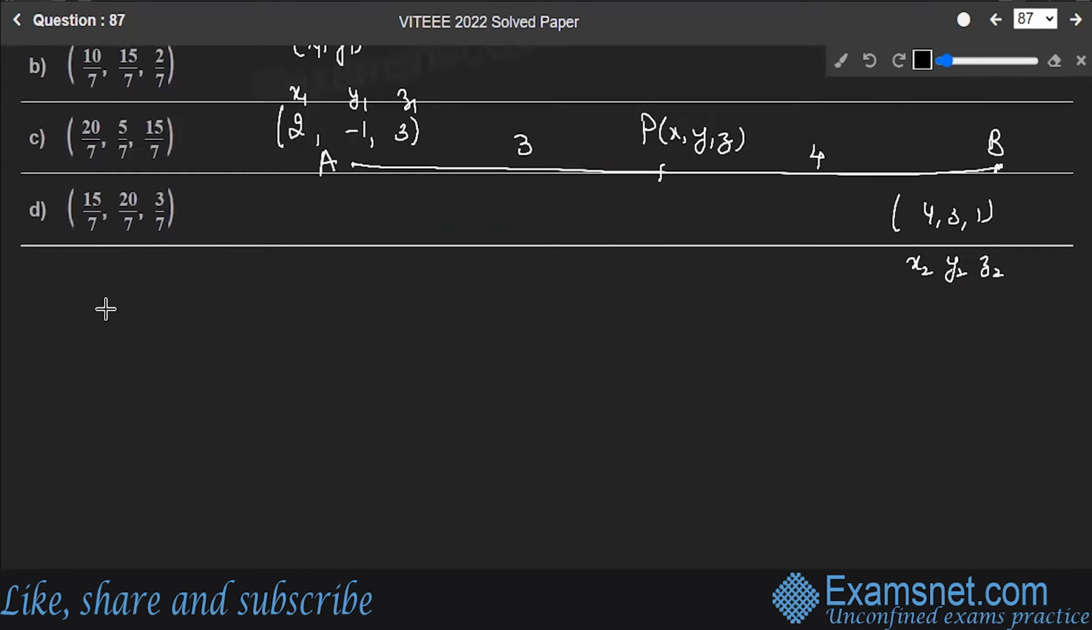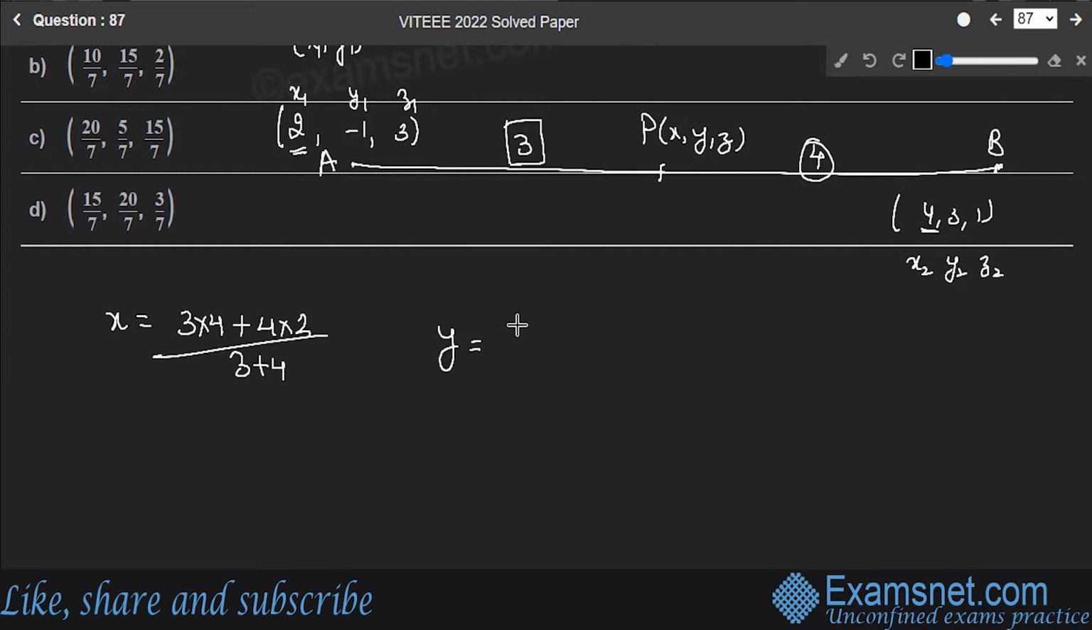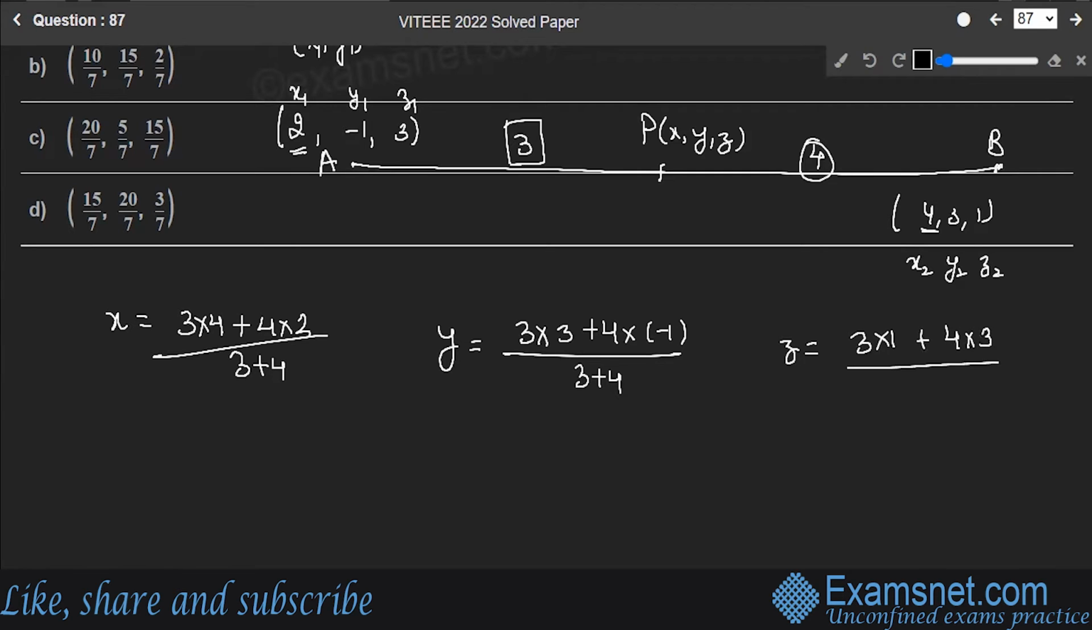Now, according to the section formula, the x coordinate will be given by 3 into 4 plus 4 into 2 divided by 3 plus 4. And the y will be given similarly by 3 into 3 plus 4 into -1 divided by 3 plus 4. And the z will be given by 3 into 1 plus 4 into 3 upon 3 plus 4.